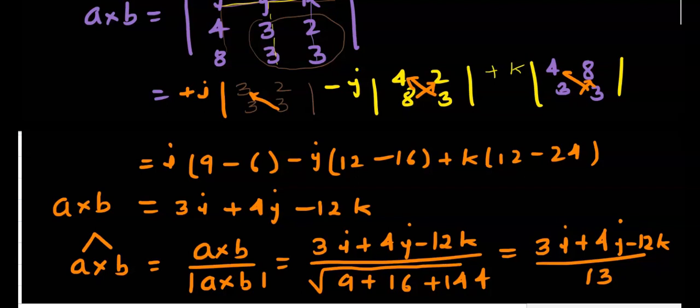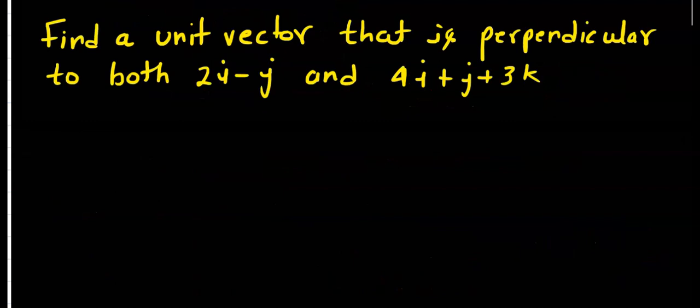Now one question for you. Please pause the video for that question and have a go. So this is the question: find a unit vector that is perpendicular to both 2i minus j and 4i plus j plus 3k. Please pause the video and have a go.